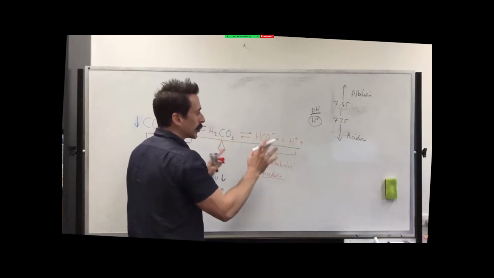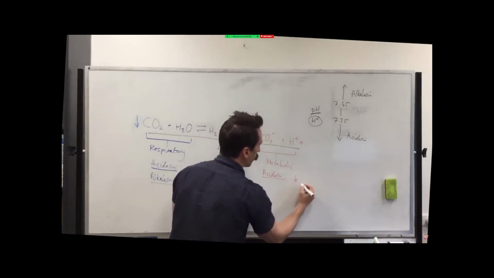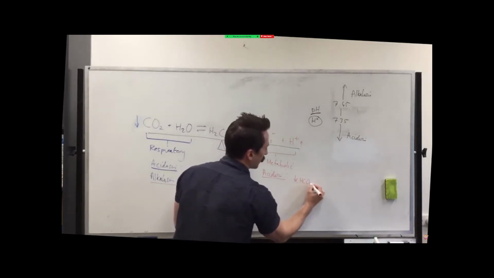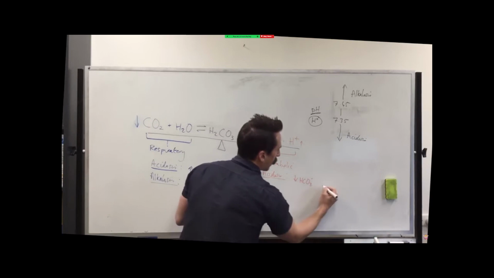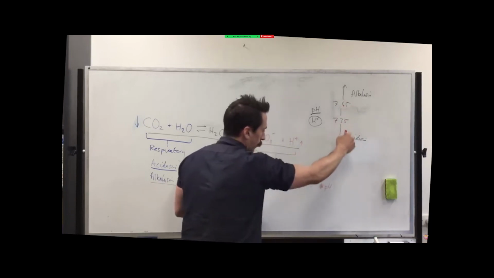So when you do the bloods to check for this, in metabolic acidosis, what you'll find is a drop in bicarbonate. This again is if it's uncompensated. And a drop in the pH because it's acidosis, so it's going down.